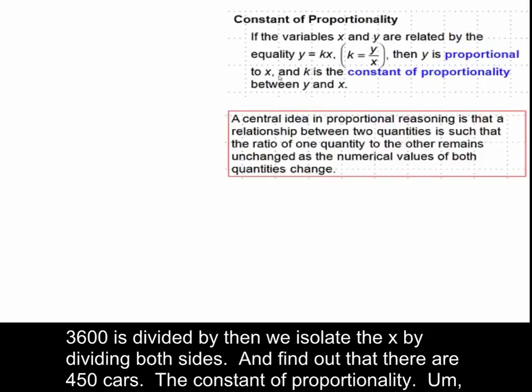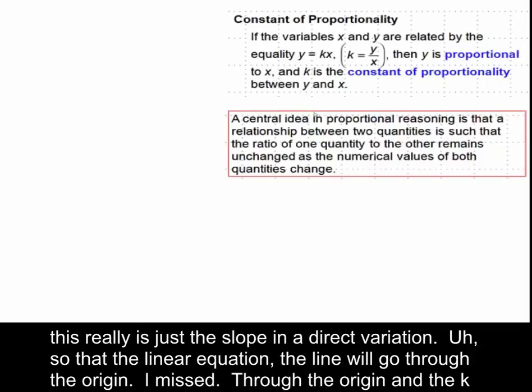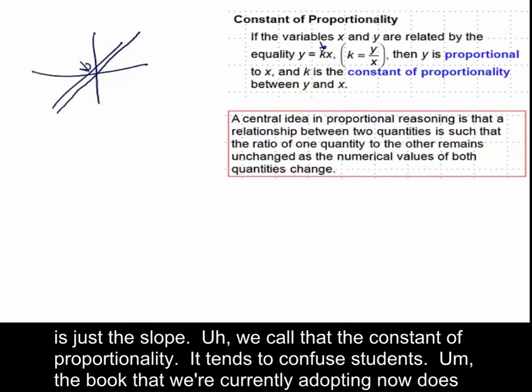The constant of proportionality. This really is just the slope in a direct variation. So the linear equation, the line will go through the origin, and the k is just the slope. We call that the constant of proportionality.